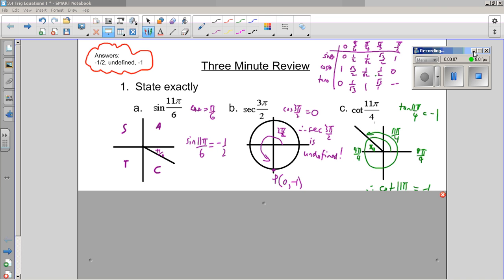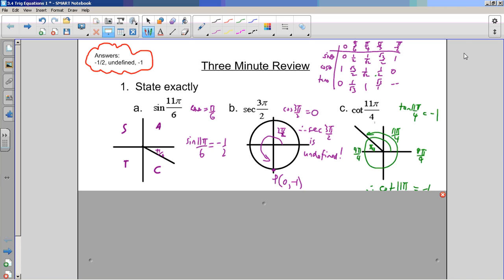This is a little bit of review today. 3-minute review here. I got it all laid out because I want to go through it fairly quick. You can pause it if you like. The sine of 11 pi over 6. The first step, of course, draw a diagram.